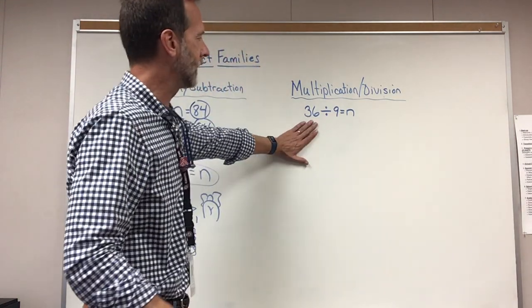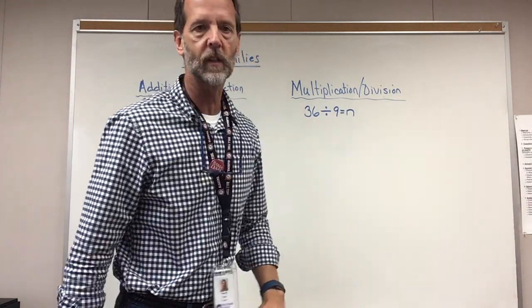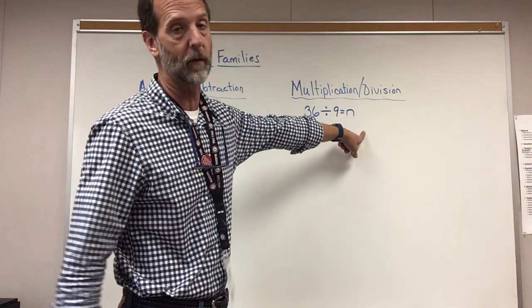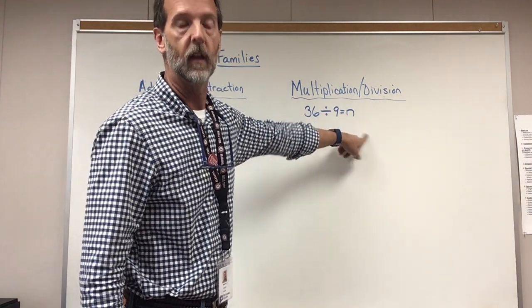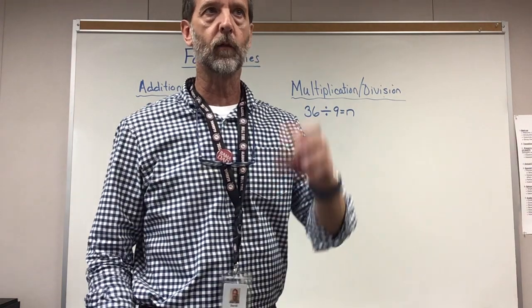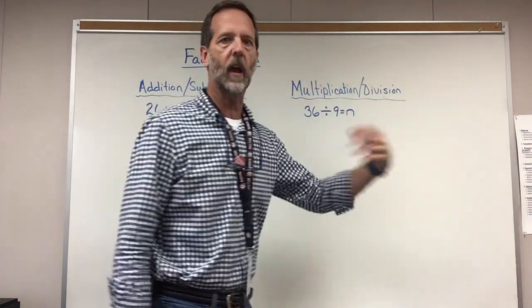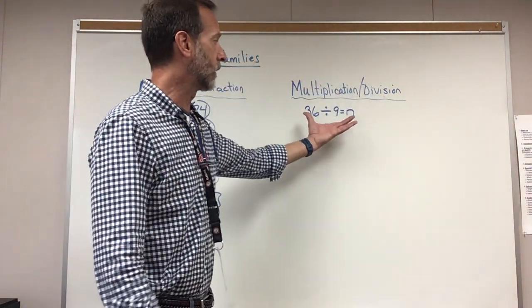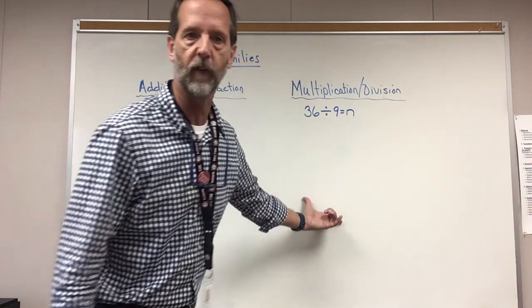So I've got up here 36 divided by 9 equals n. Well, I should be able to figure that out. I should be able to figure out n from there. Okay, but sometimes as third graders, you're asked for what number sentence could you use to help you figure something out. So we need to be able to see what other number sentences we could make from this.